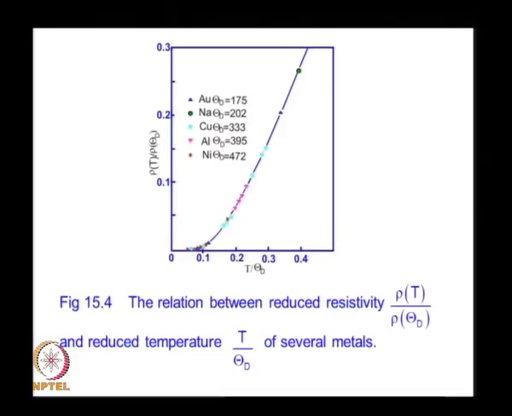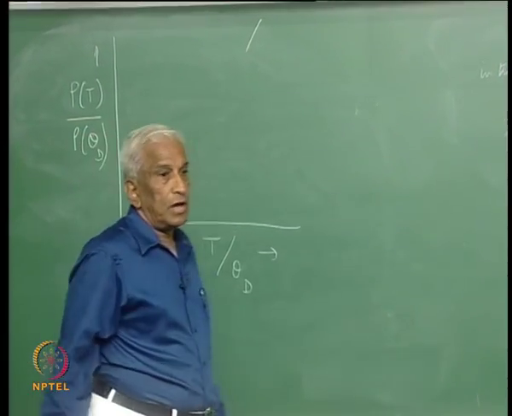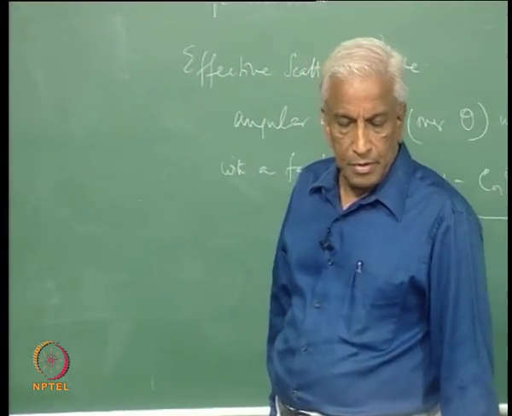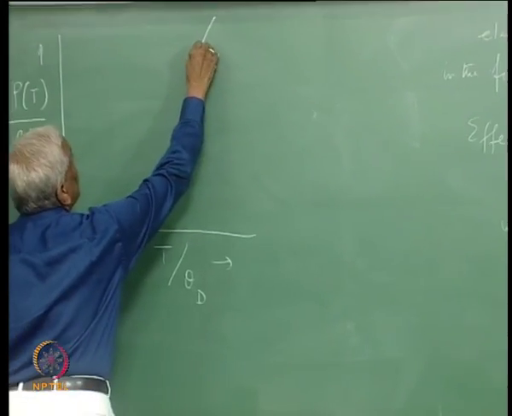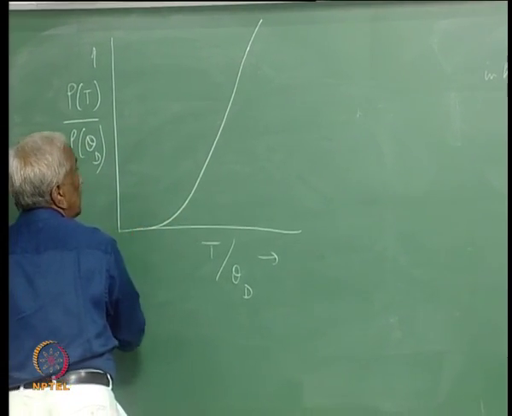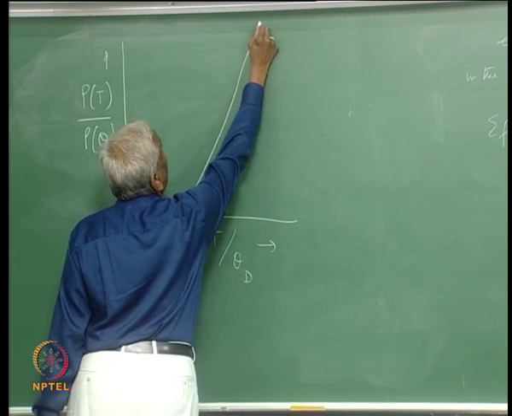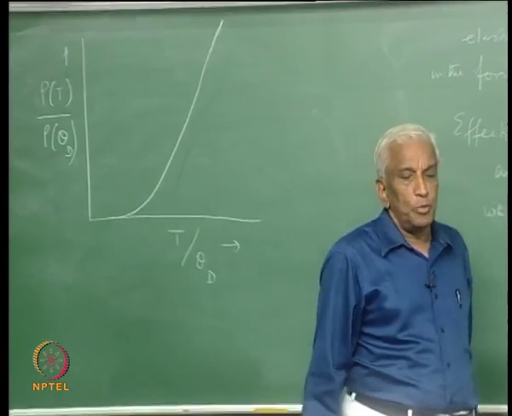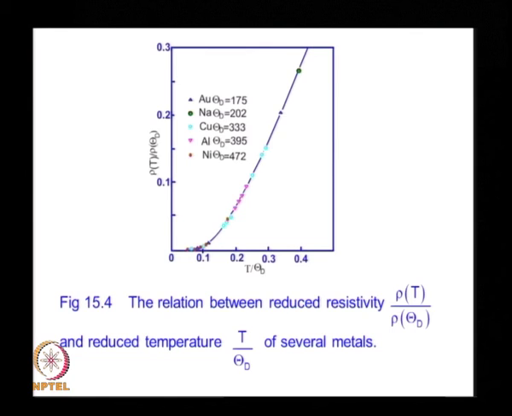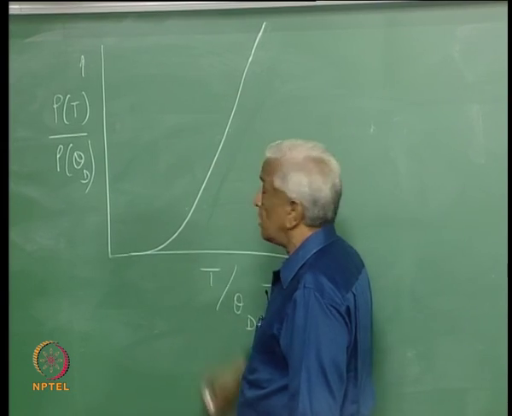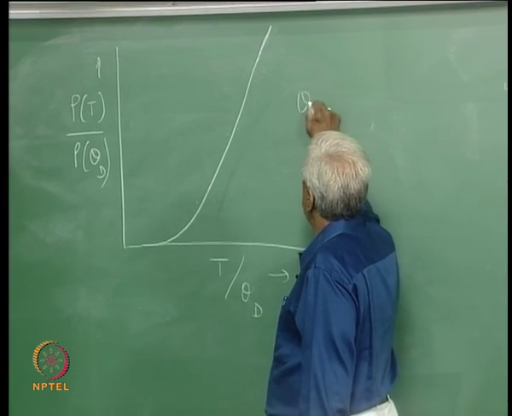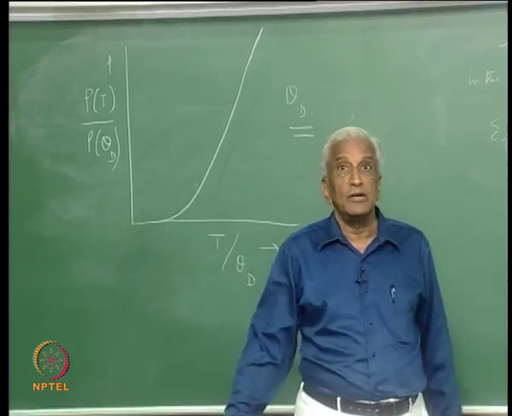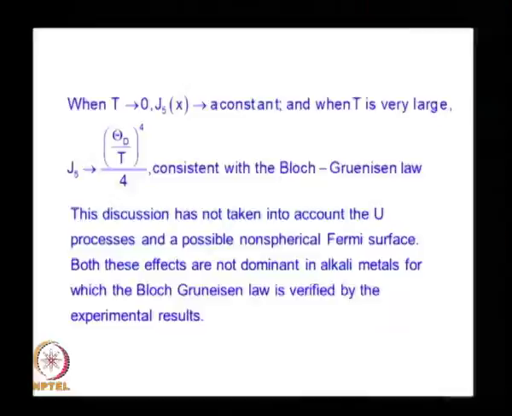So, this is a linear relationship for large values of T by theta D, and then it becomes nonlinear and goes like this. So, this is a behavior which has been experimentally observed for a wide variety of metals like gold, sodium, copper, aluminum, nickel, and by fitting the actual measured temperatures to a theoretical expression like this, you can actually obtain a value for theta D and compare it with values deduced from specific heat measurements.